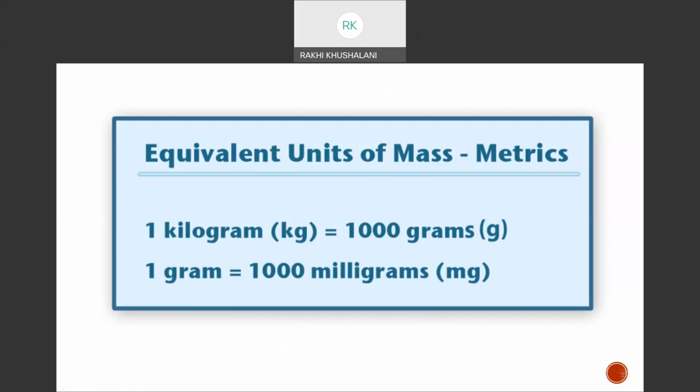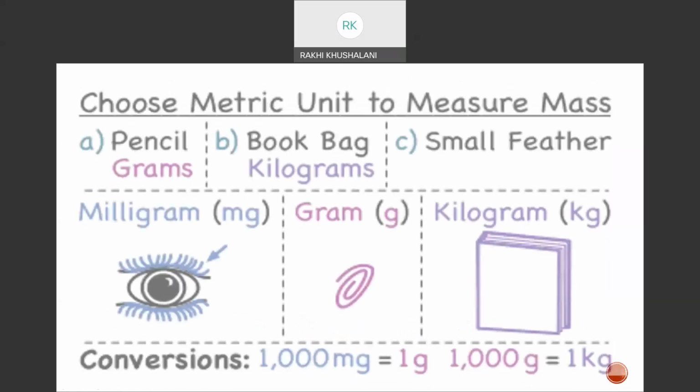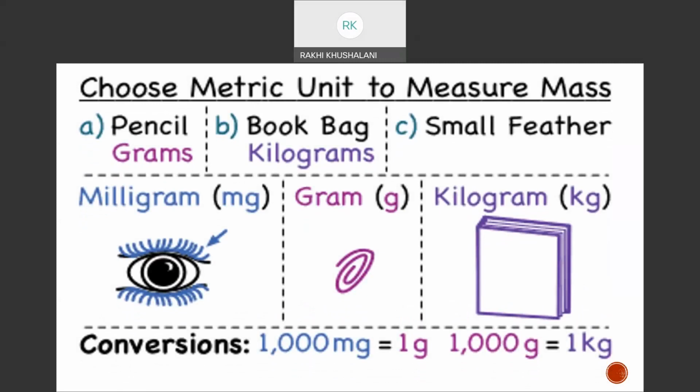Now children, sometimes people do write grams as gm also, so that's okay. The standard way is g, but sometimes they write gm, or maybe some places you will see it written as gm, so don't get confused. But g is the standard way of writing it, along with mg and kg.